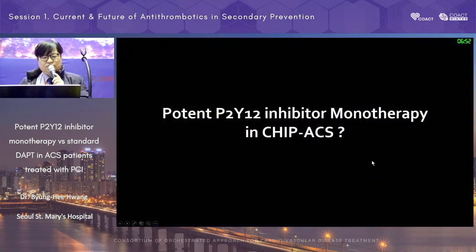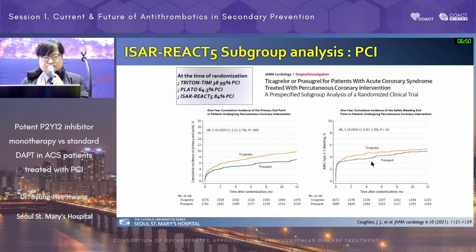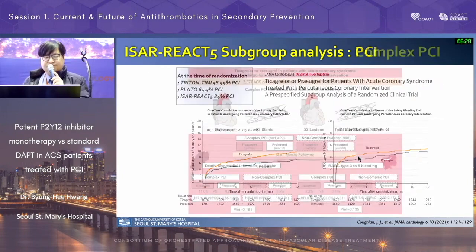So how about potent P2Y12 inhibitor monotherapy in CHIP ACS? As I said before, in the ESR React 5 subgroup analysis, 84% had PCI, and you can see there is a significant reduction in the prasugrel group in PCI with the ESR React subgroup analysis, but there was no difference in bleeding.